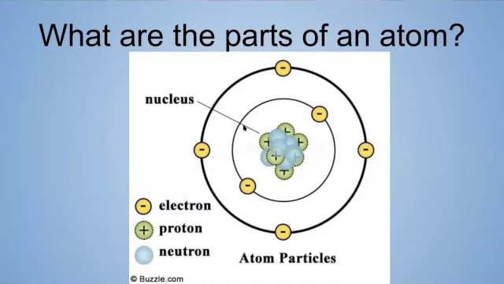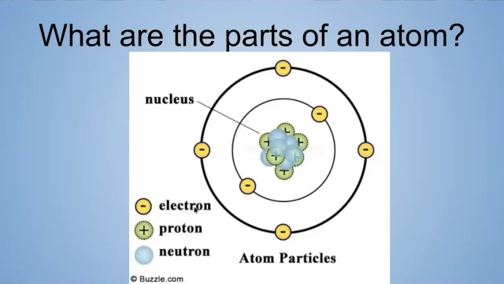So we have the nucleus in the middle, and our nucleus is made out of protons. These have a positive charge. We have neutrons, which have a neutral charge, as in there is no charge to them at all. They are neither positive nor negative. And then on the outside, around our nucleus, are our negatively charged particles called electrons.